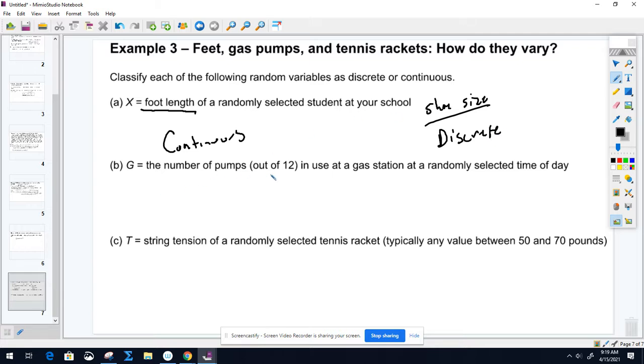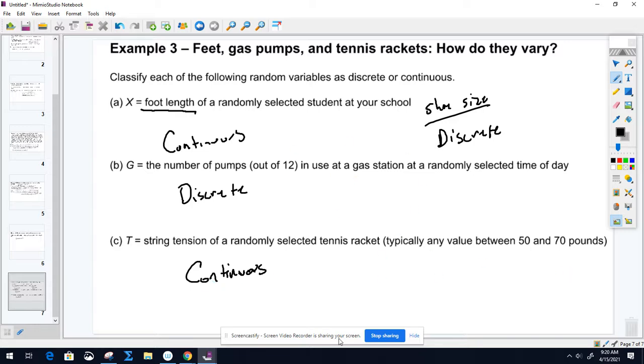Okay. The number of pumps in use at a gas station, out of 12. So you're not going to have 1.2 pumps at a gas station. So this would be discrete. Okay. And then the string tension of a randomly selected tennis racket, typically any value between 50 and 70. So any value means that this is a continuous random variable, because it could be 50.25, could be 50.11, okay, could be 70, could be 68.31. So this would be continuous.